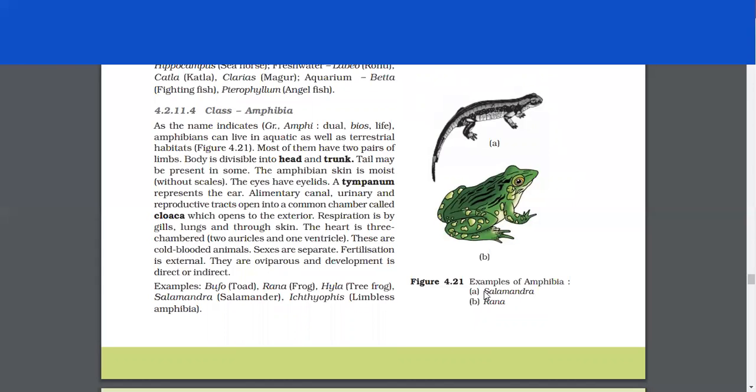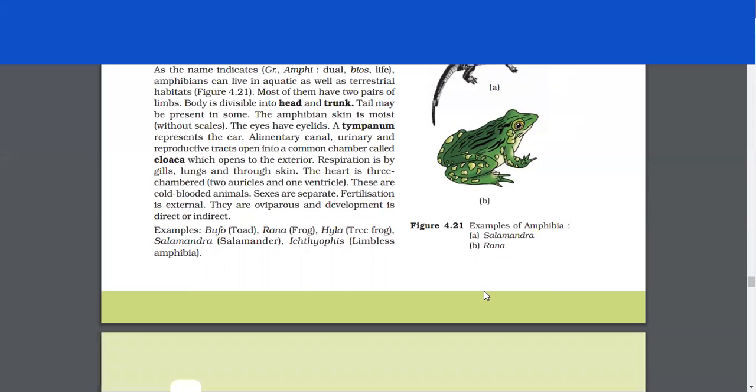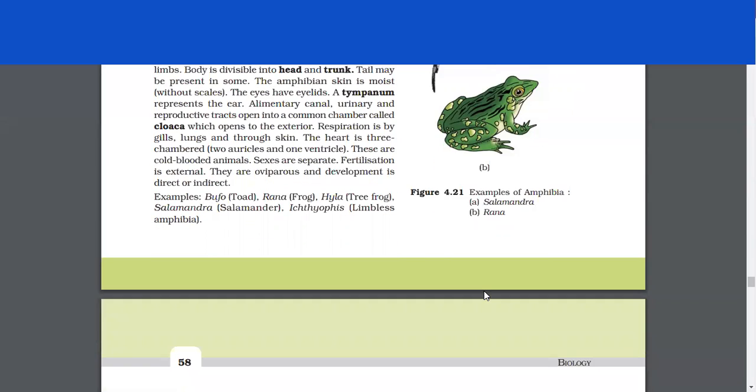Alimentary canal, urinary, and reproductive tracts open into a common chamber called cloaca, which opens to the exterior. The heart is three-chambered. Respiration is by gills, lungs, and through skin. These are cold-blooded animals. Sexes are separate, fertilization is external. They are oviparous and development is direct or indirect. Examples: Bufo, Rana, Hyla, Salamandra, and Ichthyophis.